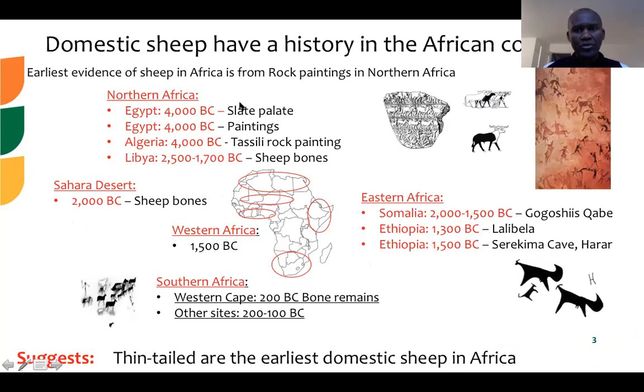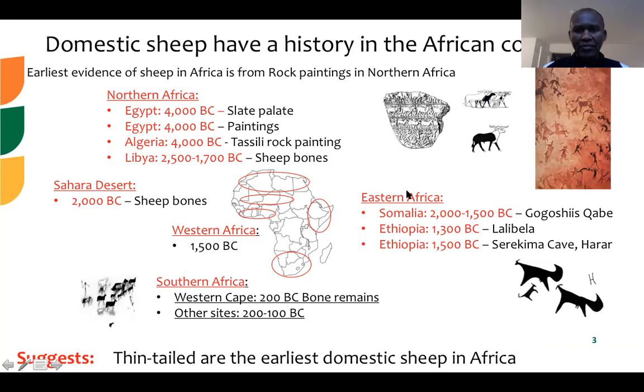Domestic sheep have a history in the African continent. In fact, the earliest evidence of sheep in Africa is derived from rock paintings that have mostly been discovered in Northern Africa, dating to about 4000 BC, both in Egypt and Algeria. These rock paintings show sheep with thin tails.